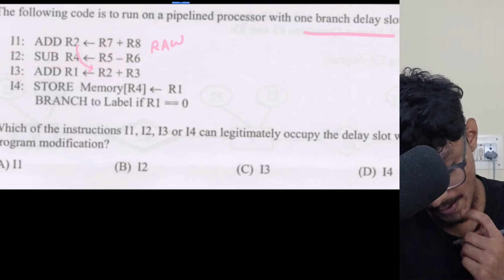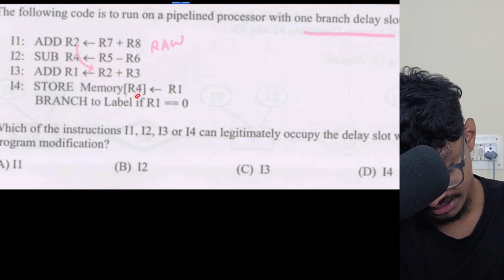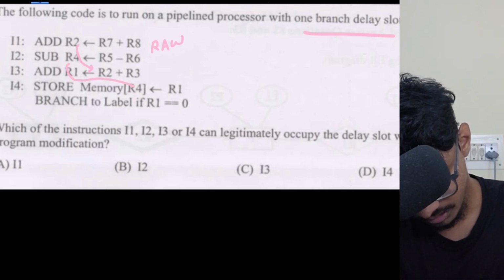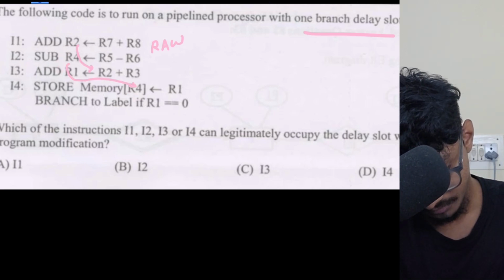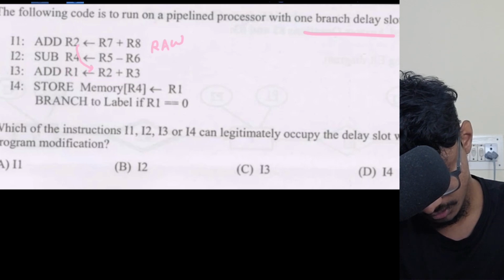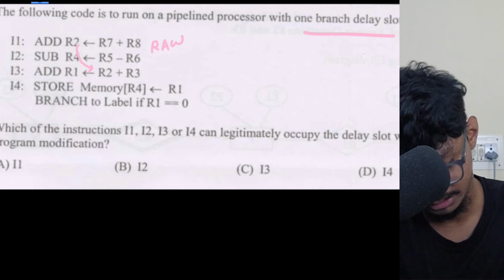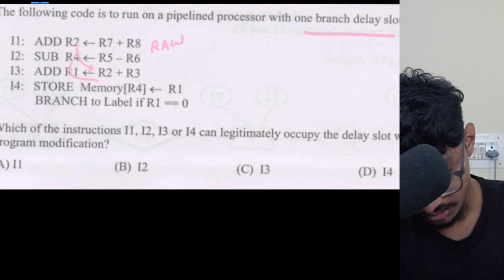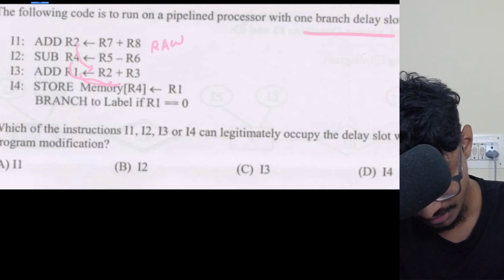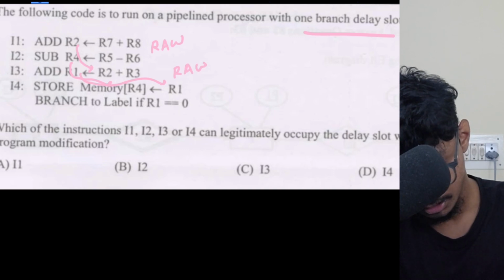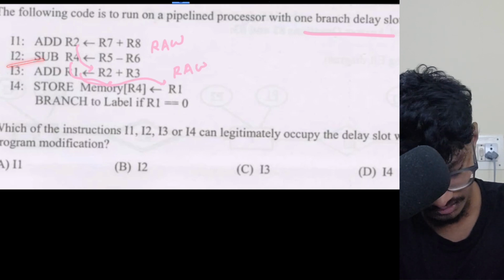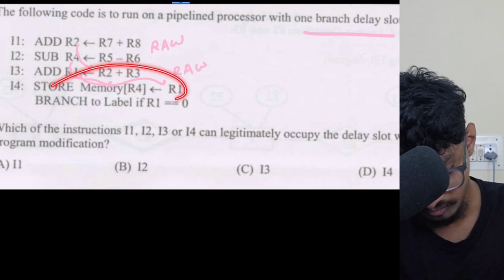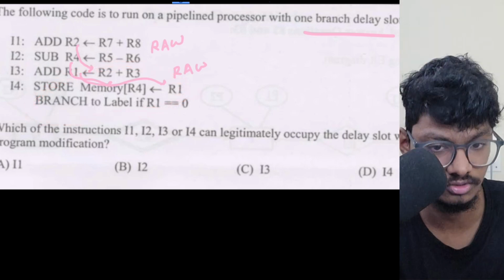In I2 and I4, I again have a RAW dependency, right? This R4 is getting used here. Is there any RAW dependency? Yes, there is a RAW dependency because this will read the value of R4. So there is a RAW dependency here as well, and here as well. Read after write, all these are RAW dependencies. So I cannot mess with I2, and I3 as well I cannot mess with. So in I4, actually, I will give the delay slot.